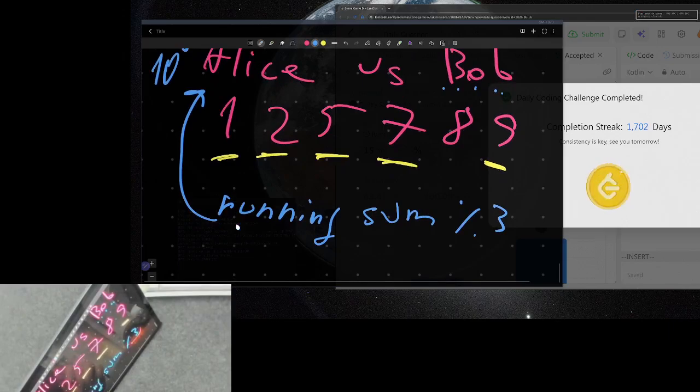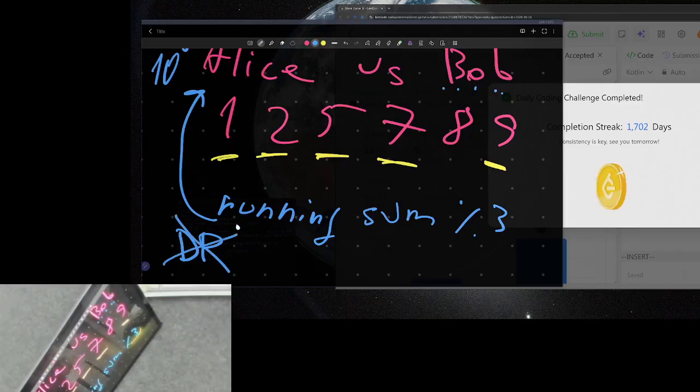So this is not a DP problem, because if we try to solve it with dynamic programming, we have to keep track of the current sum of Alice's choice and the pile of numbers, that would be impossible to track in a reasonable amount of time. So instead, we have to observe this property of divisible by 3.